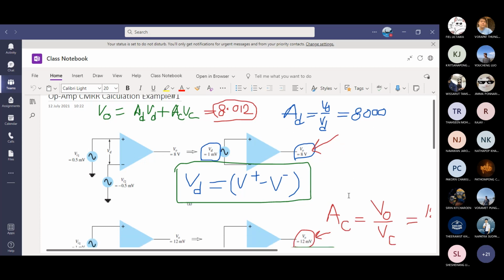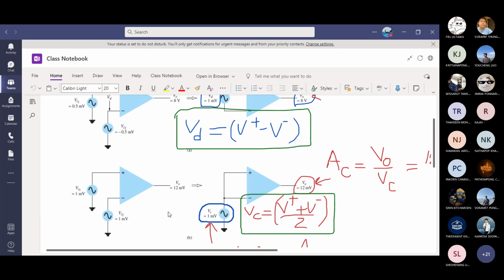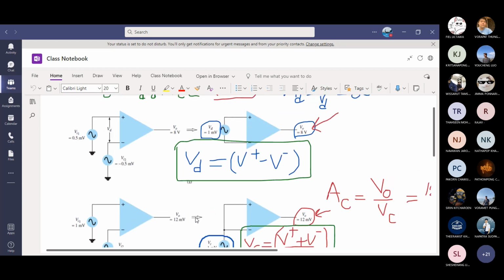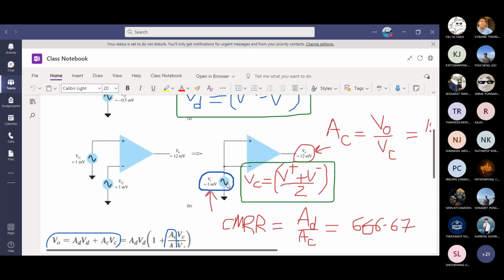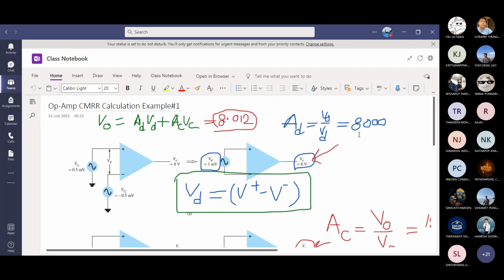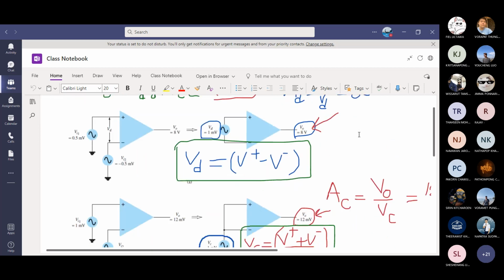And then it shows the common mode. It says VC because it shows an arrow for transformation. It says VD is 1 millivolt. VC, you can see 2 millivolt, 1 plus 1, 2 divided by 2. Common mode is like this. And what is common mode gain? Output divided by input, you have 12. Differential mode gain is 8,000, common mode gain is 12.